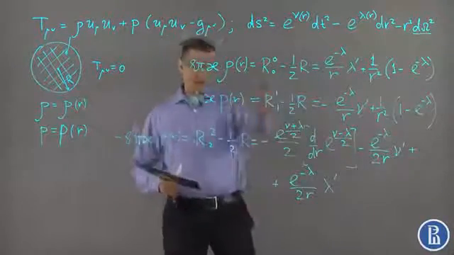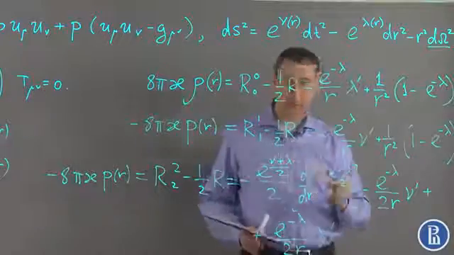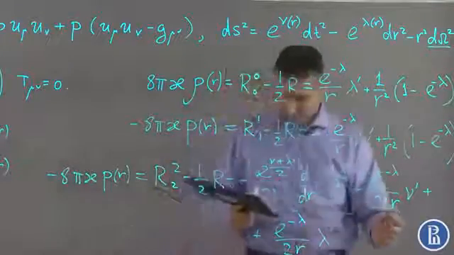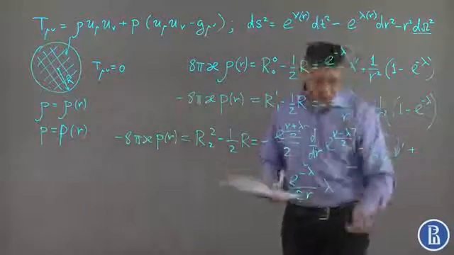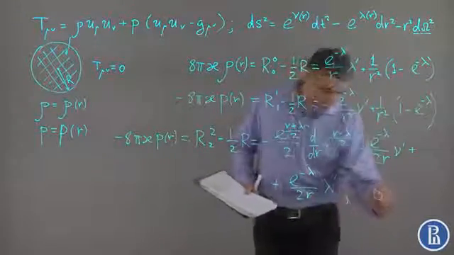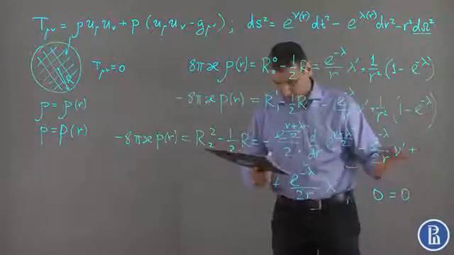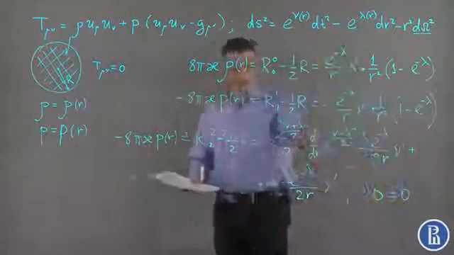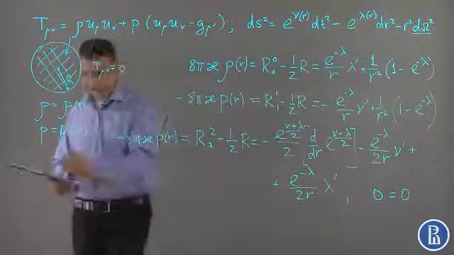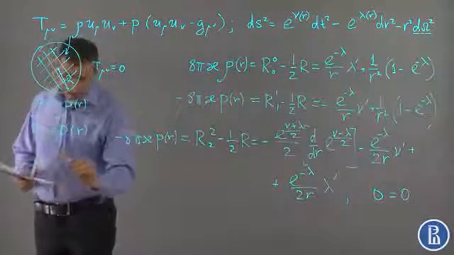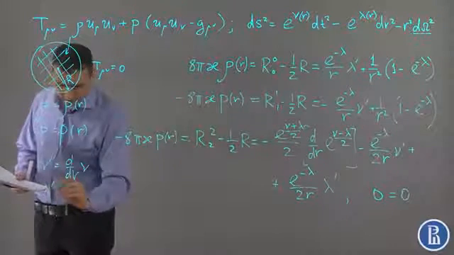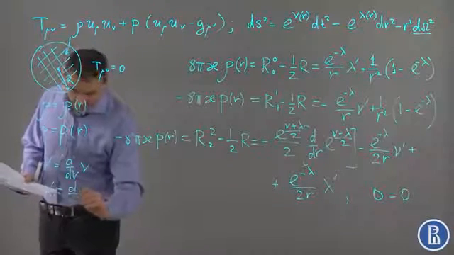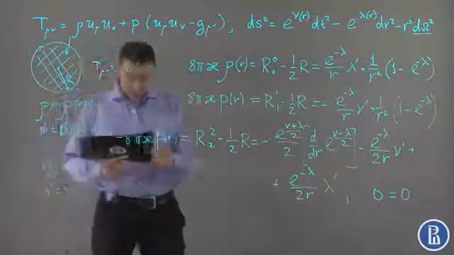So these are the equations, the non-trivial part of the Einstein equations. The rest of the equations either follow from these or are trivially satisfied, meaning they just establish that 0 equals 0. And probably we have to stress that ν' is just d/dr of ν, and λ' is d/dr of λ.